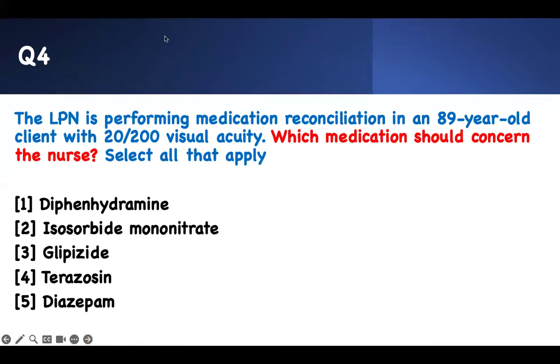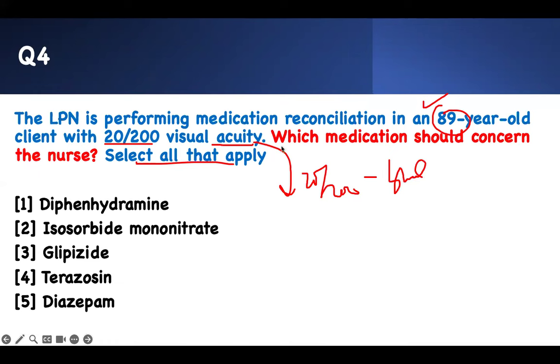The LPN is reinforcing medication reconciliation in an 89-year-old client with 20/200 visual acuity. Which medication should the nurse be concerned about? Rewrite the question: older patient has 20/200 visual acuity. What does that mean? It is legal blindness. A patient who is blind, what is the major risk? Falls. Therefore, they should not be taking anything that will cause falls.